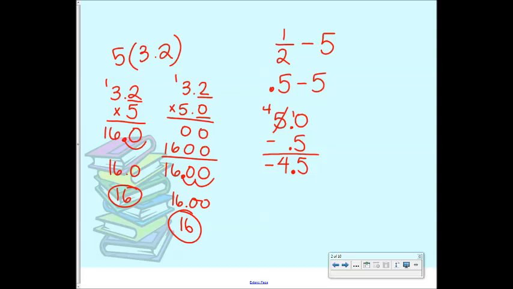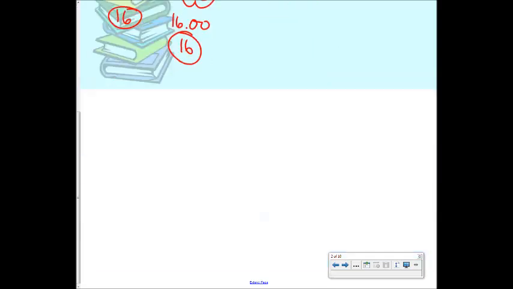What? Like if you wanted to do it like a fraction? How would I do 1/2 minus 5 if I wanted to do it like a fraction? Somebody who did them like a fraction, David, what do you have to do first? Put a 5 over 1. Okay, what do we have to do next?